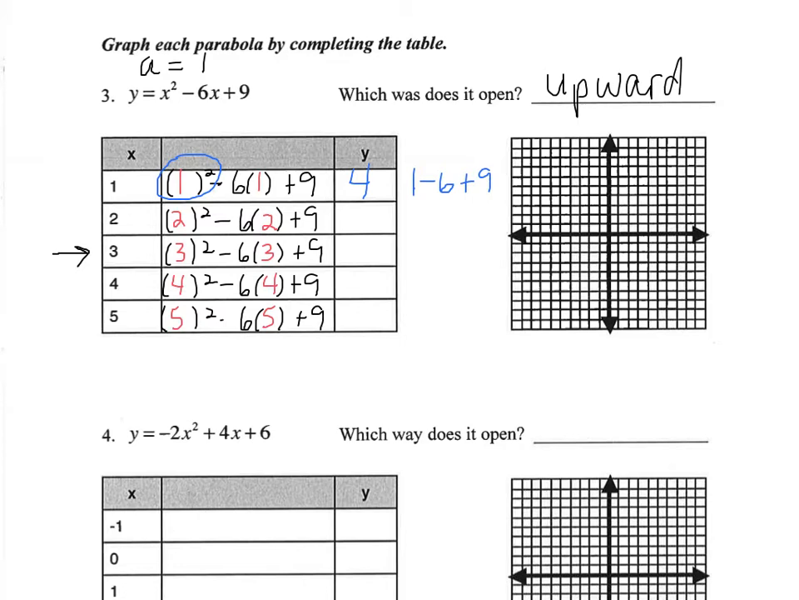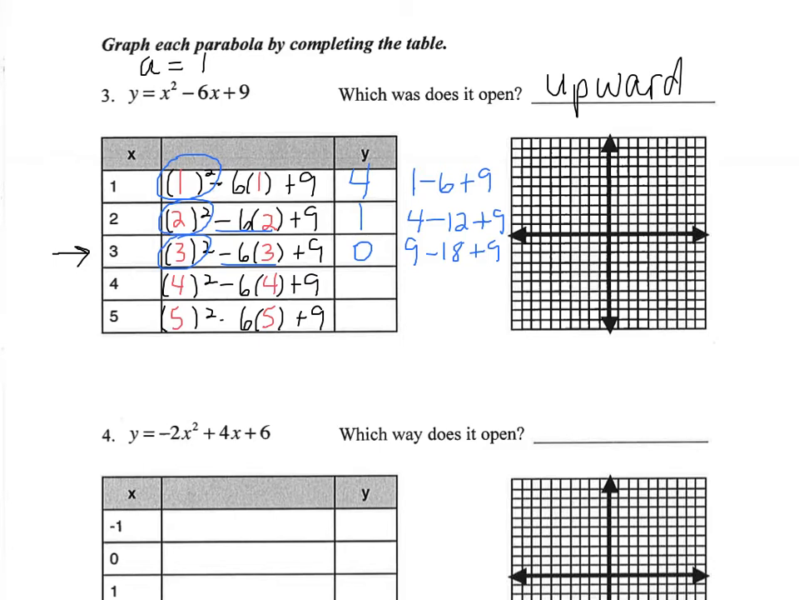In the second row, I have to do 2 squared first, which is 4. Negative 6 times 2 is negative 12, and then plus 9. So 4 minus 12 is negative 8. Negative 8 plus 9 is 1. If I plug in 3, 3 squared is 9. Negative 6 times 3, negative 18. And then I have plus 9. 9 minus 18 is negative 9. Negative 9 plus 9 is 0.